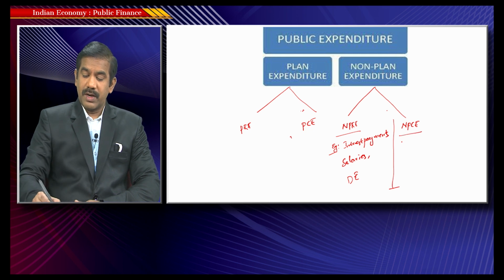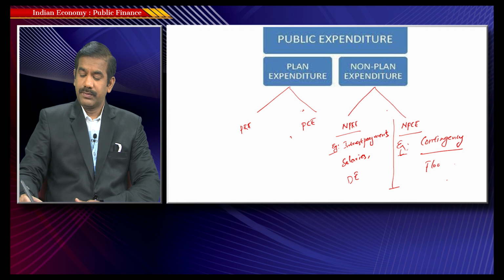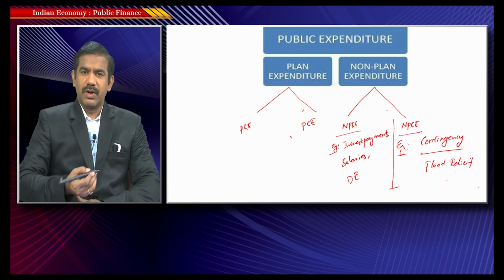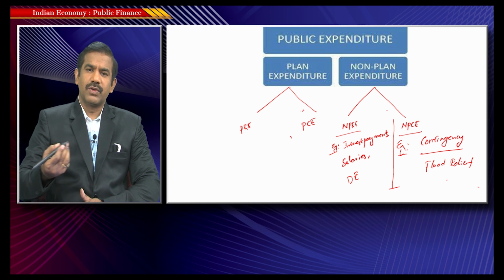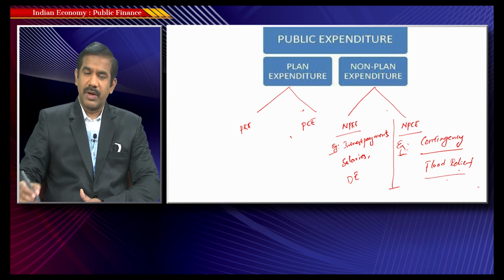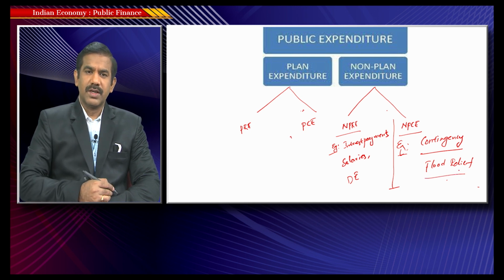And when it comes to non-plan capital expenditure, the best example is money spent upon contingency or any disaster relief, let's say flood relief, because that's a non-plan activity. No one anticipated this, and this is not a regular expenditure or recurring expenditure, isn't it? There happens to be some exceptional event, and henceforth you need to address it by spending a certain amount of money in the form of flood relief or disaster relief.